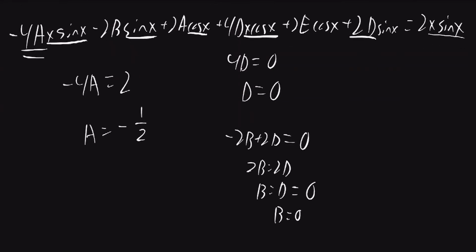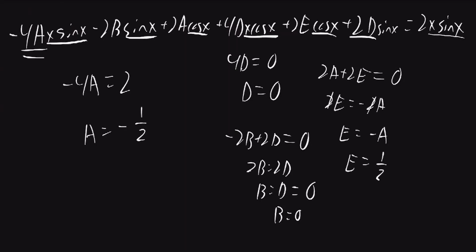Lastly, I'll compare the coefficients of cosine x. We have a 2a plus a 2e on the left. That's equal to a 0 on the right. So 2e is equal to negative 2a. These 2's cancel. So e is equal to negative a. A was negative 1/2, so e is going to be positive 1/2.